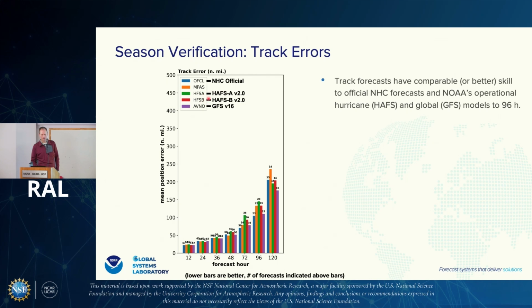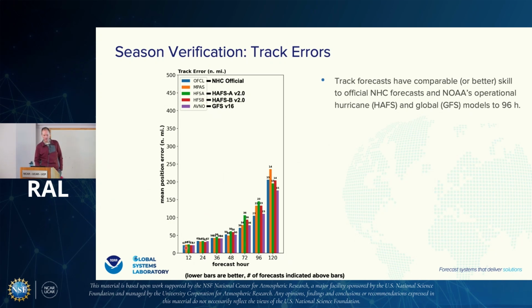The green and the red are the two versions of NOAA's Operational Hurricane Analysis and Forecast System, or HAFS. And then for track here, this is NOAA's Operational Global Model, GFS version 16. That won't be in the intensity ones, and I'll get to that in a few moments here.